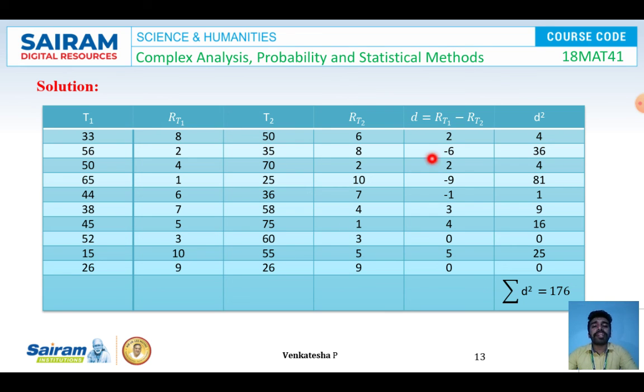So now I am going to find the difference between two ranks, rank 1 and rank 2. That is given by 2 minus 6, 2 minus 9, minus 1, 3, 4, 0, 5, 0. So finding the difference square, I got 4, 36, 4, 81, 1, 9, 16, 0, 25, 0. So now I am going to find the summation D square. It is given by 176. So adding all the values of the difference square, I got the value 176.